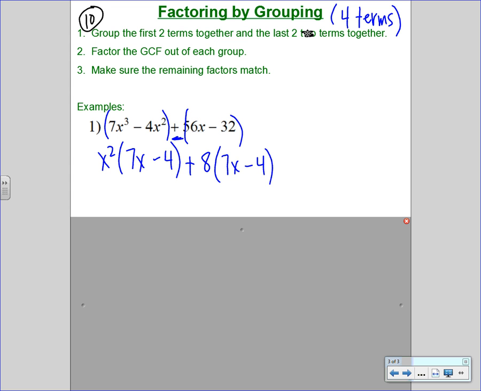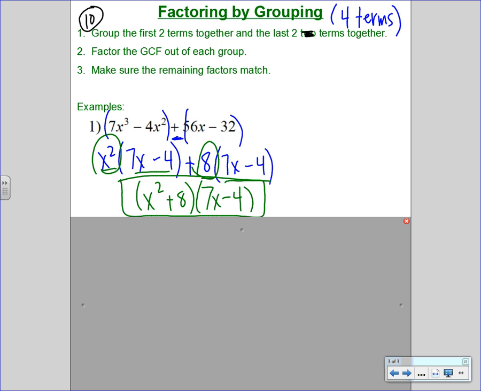Well, so now we have x squared multiplying this 7x minus 4, and 8 multiplying 7x minus 4. So since these are matching, then we can group these together. Okay? So now let's group x squared plus 8 together, times the matching factor of 7x minus 4. And that's it. Because they're both multiplying the same thing, we can group them together times the matching factor. Okay?